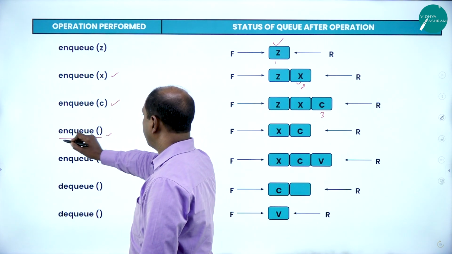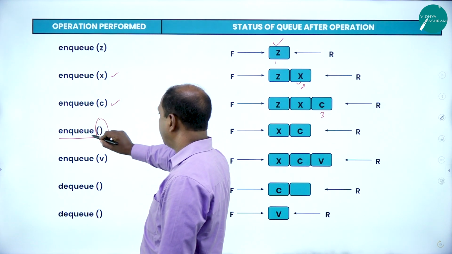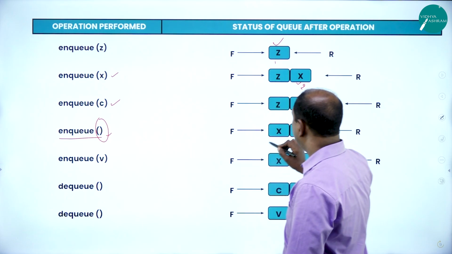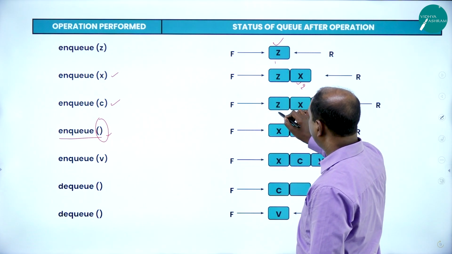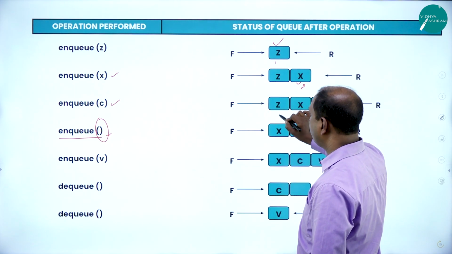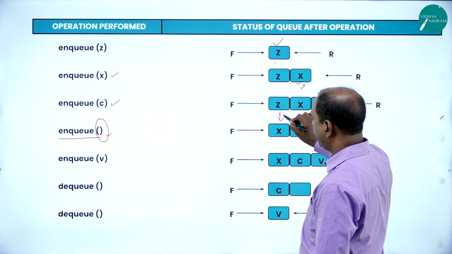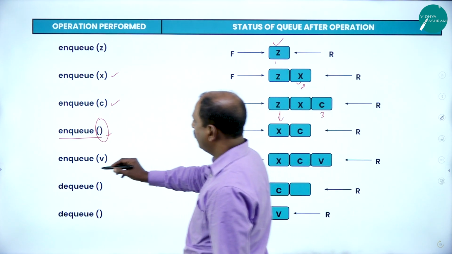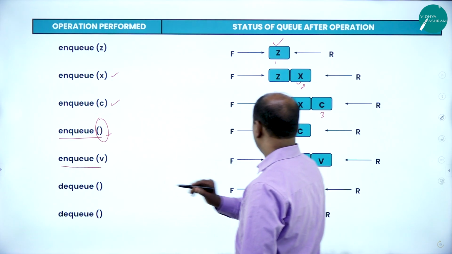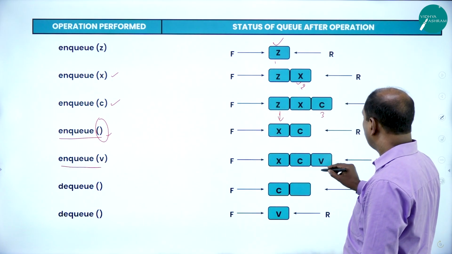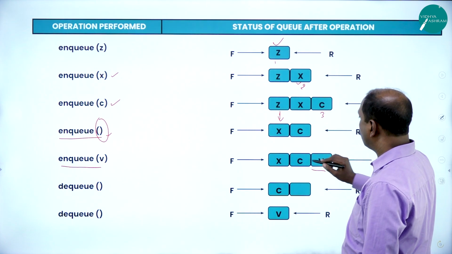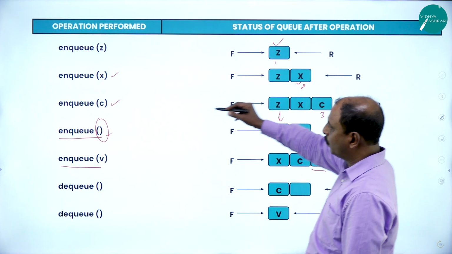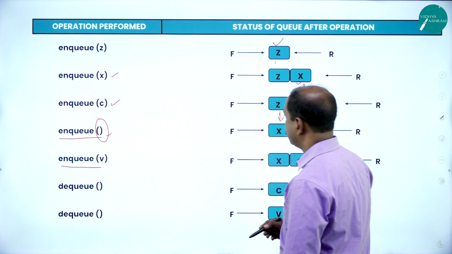The next operation is DQ. Whenever we use the DQ operation, no more elements are added; it takes out the first element from the queue, so Z is removed from this point because of the DQ function. The next operation is NQ V. We add one more element V at the rear. Now the elements are X, C, V, and Z has been removed because of the DQ function.